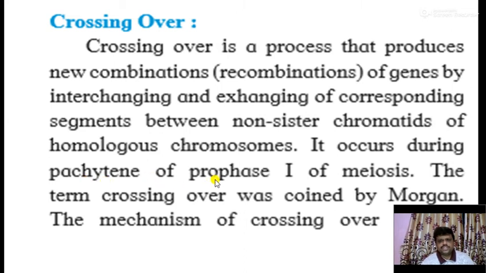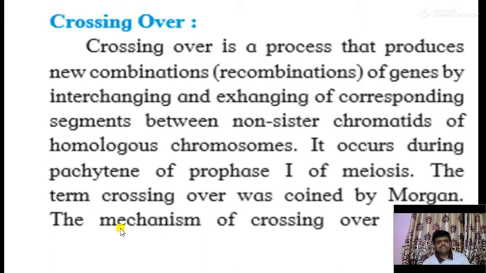So this prophase involves different subphases, that is the leptotene, zygotene, pachytene, diplotene, and the diakinesis. So this thing, that is the crossing over, takes place during the pachytene of the prophase 1 of meiosis first. Okay, so the term crossing over was first coined by Morgan.